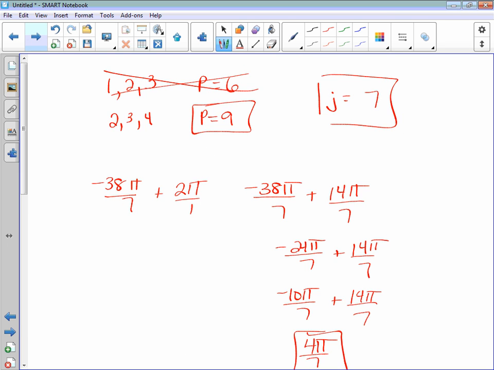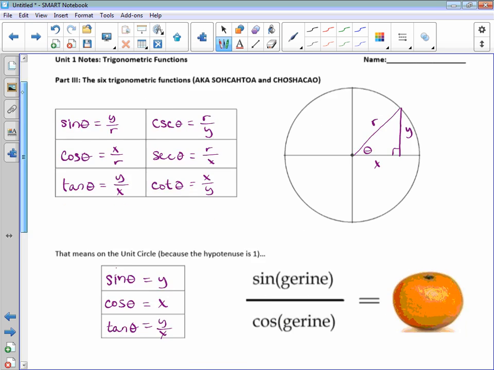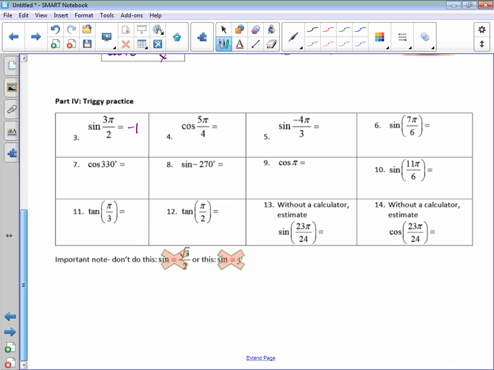Let's do another one. So number 4, cosine of 5 pi over 4. Is cosine x or y? x. All right, so go to 5 pi over 4. What do you think? Yes, negative root 2 over 2. All right, and let's do 5 together.